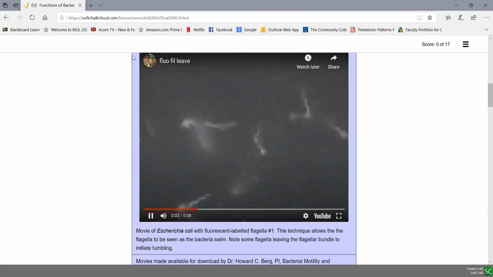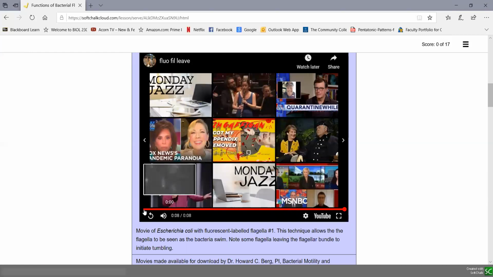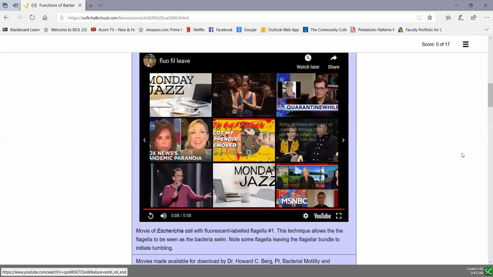So there you see what looks like a single flagellum, but that's actually a bundle, and right there you just saw what looked like a little split. Let's watch that again. There you saw one with the, here, watch this, we see some of the back flagella come out of the bundle. And when you see that happening, that's when you get the stop and the tumble.